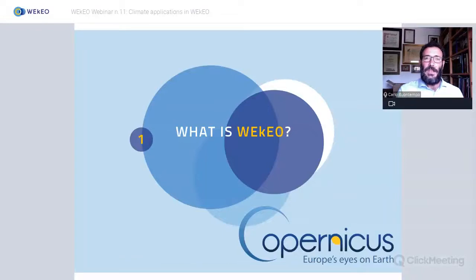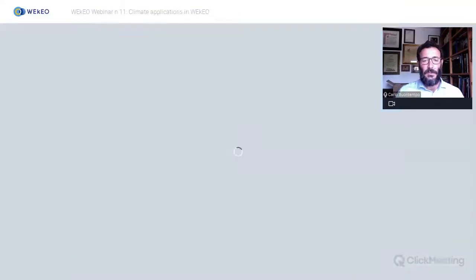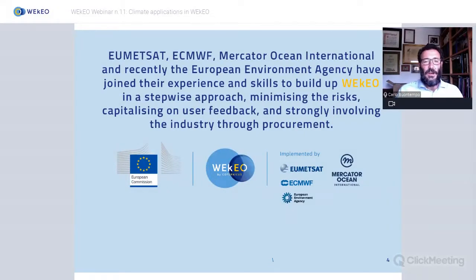So if you see this as a challenge, then you can think that part of the solution is to have a mechanism to access this huge data and process it in a scalable way. These are what we call the DIAs, the Data Information and Access System. There are several DIAs, and one of these DIAs, the one we are talking about today, is WEkEO. So this was just to give you a bit of context.